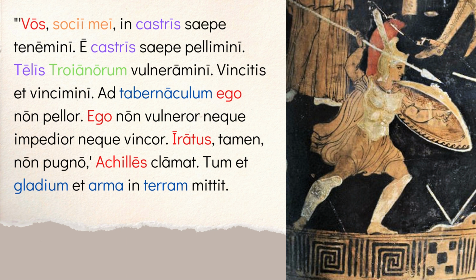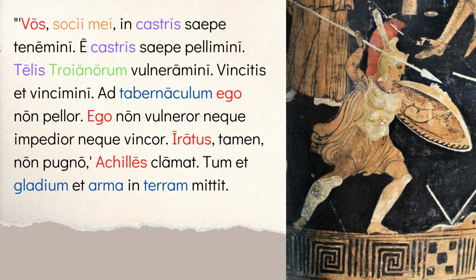You have the ablative of means without a preposition. So telis is what's wounding them. So he says you all are being wounded by the weapons, telis, Troianorum, of the Trojans. Vincitis et vincimini, right? You all conquer, and you all are being conquered, right? Vincitis and vincimini are the same verb, just active and passive voice.